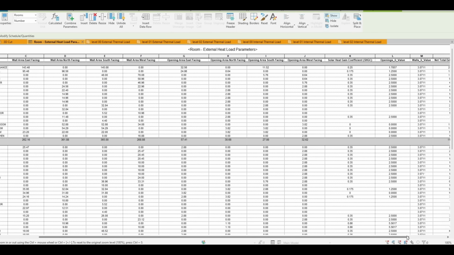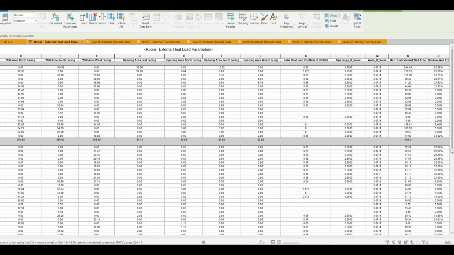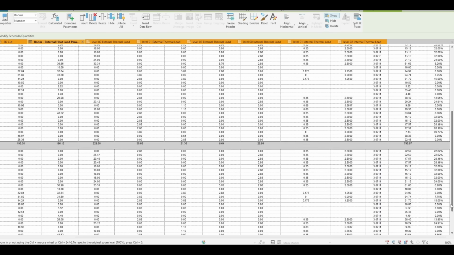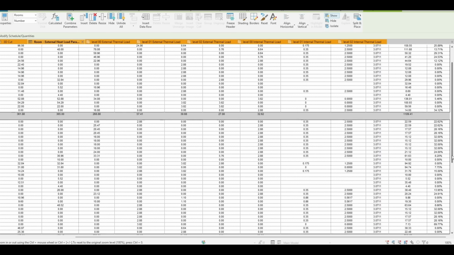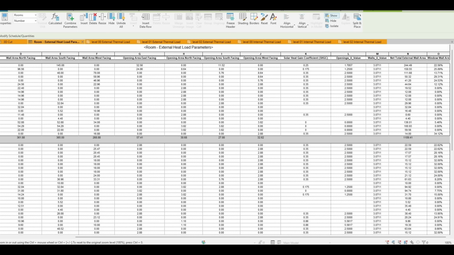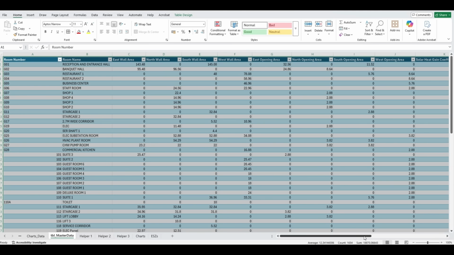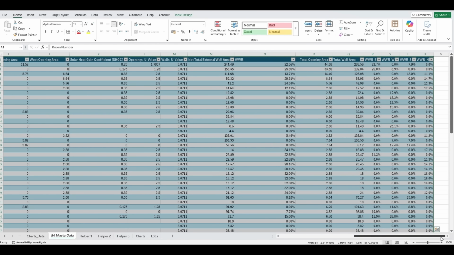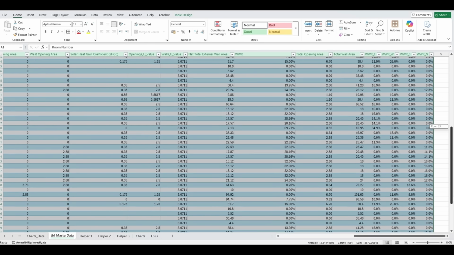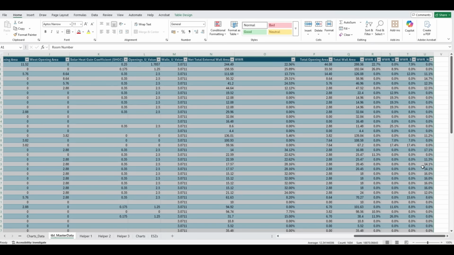What we are seeing here is not manually created data. It is extracted from model-based schedules and organized into a master table. From this structured data, we generate logical analytical views. Chart 1: directional external wall exposure. First, we look at directional external wall exposure by room.